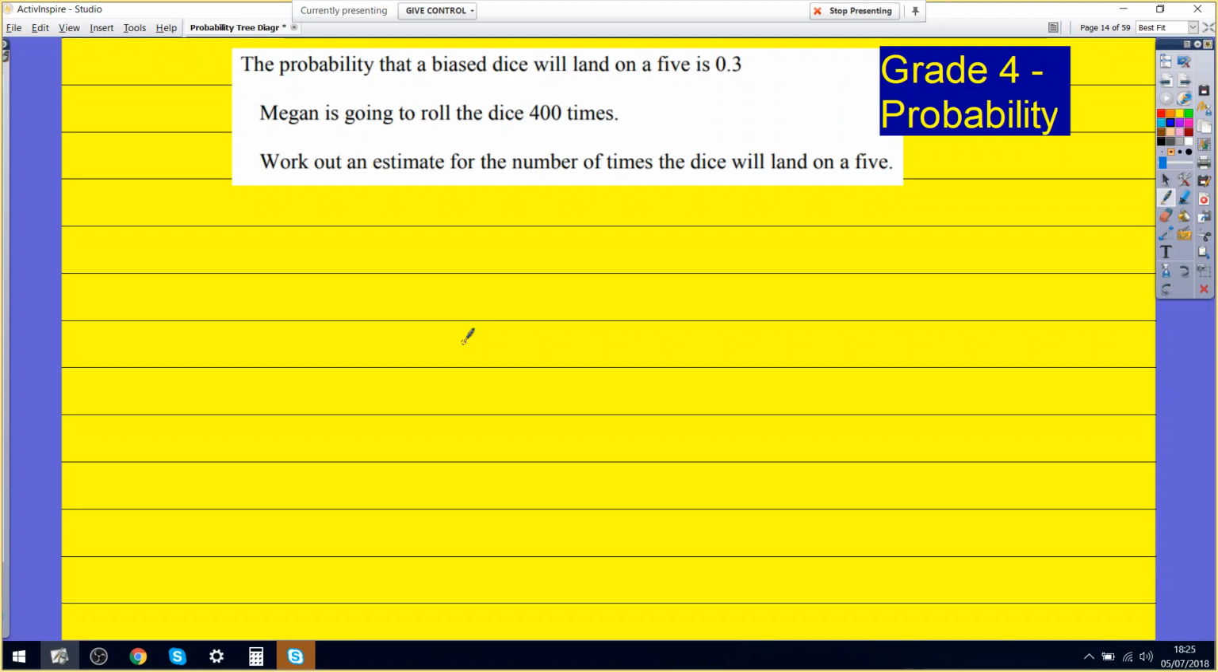30 times. What if the probability was 0.5? Oh, that'd be 250. Would it? If it was 0.5? Yeah, I think so. So half the time it lands on 5, half the time it doesn't. If the probability is 0.5. Oh no, it would be 200. Sorry, I thought I said 500. Ah, okay.